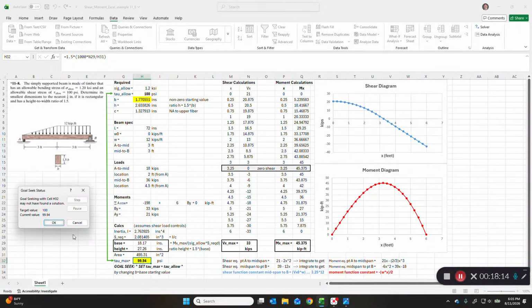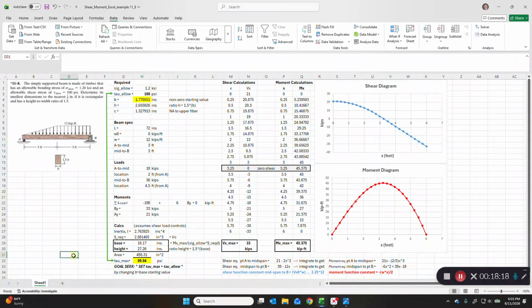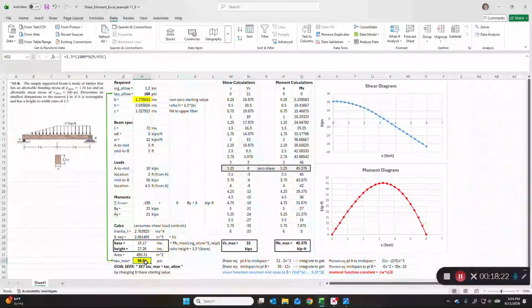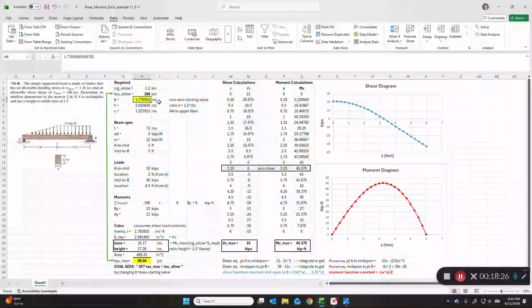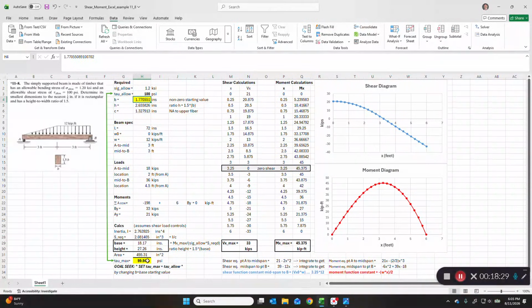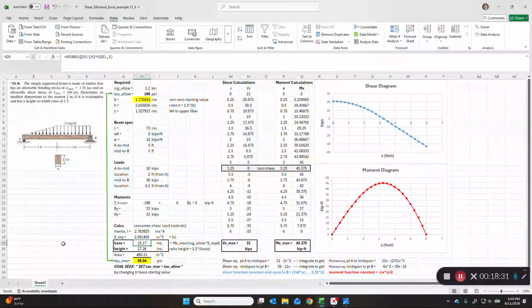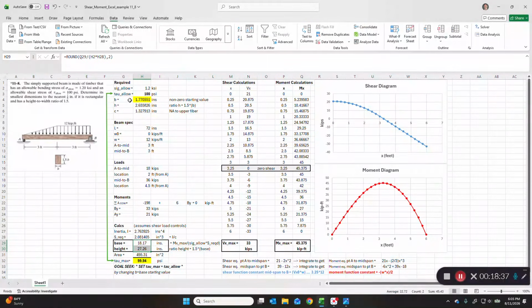We couldn't do that by trial and error. It would be fairly time consuming. So we get our base and our area, and our tau max is equal to what it should be if we had a base here of 18.17 inches and a height of 27.26. So based on our design specs, you can ignore these, right? So those are just dummy starter values. So what we want to do is round these to the nearest 1/8 inch.